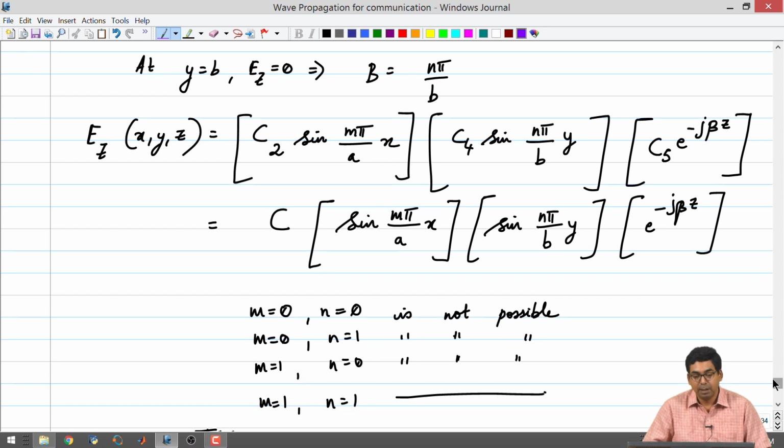So, we said that Ez is C sin(m pi by a x) sin(n pi by b y) e to the minus j beta z, and this satisfies the boundary conditions on all 4 walls. At x equal to 0, your field becomes 0; at x equal to a, again your field becomes 0. Similarly, at y equal to 0 the field becomes 0, and at y equal to b the field again becomes 0. So, it satisfies the boundary conditions well, and it also has a travelling component in the form of e to the minus j beta z.